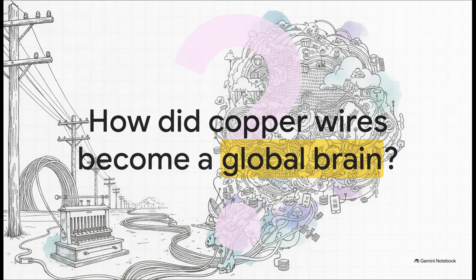How exactly did we go from Samuel Morse's isolated copper telegraphs in the 1840s to the highly converged, massively complex cloud-native networks that we're all using today? Because it's not just a story of things getting faster. It's actually a fascinating story of massive architectural shifts that fundamentally rewired our entire world.